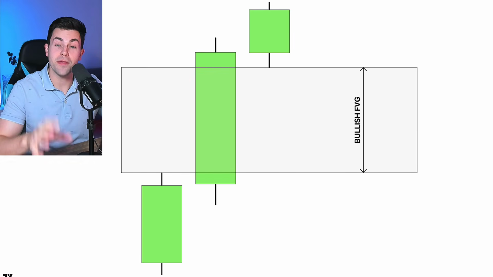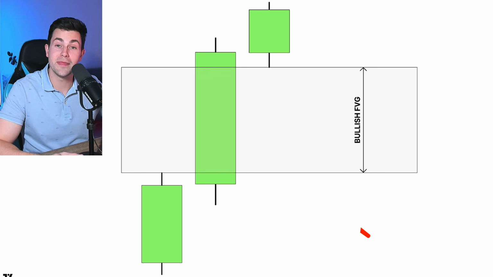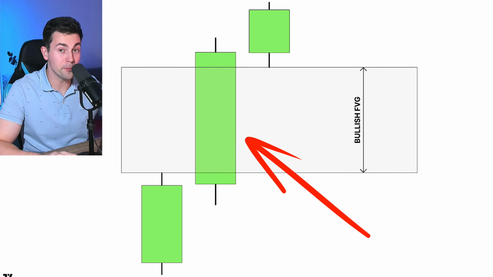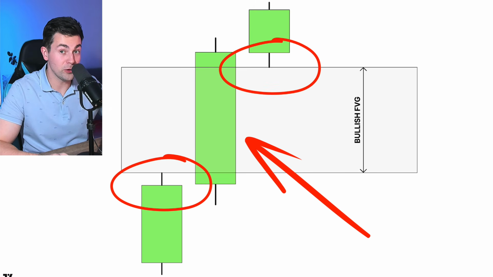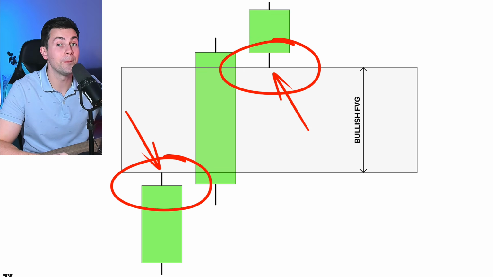To confirm a fair value gap, traders typically use the following models. A mainstream method to identify a bullish fair value gap is based on this 3-candle model. The middle candle is a strong bullish candlestick. The wicks of the first candle and the third one do not overlap. The area from the high of the first candle to the low of the third candle will be a bullish fair value gap.